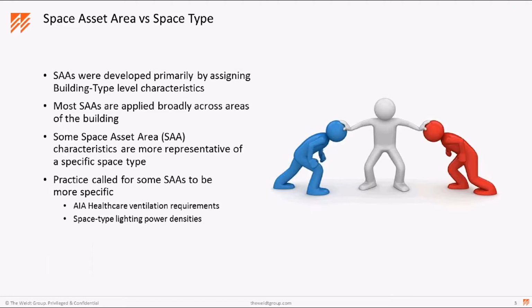For example, a classroom space asset area represents not only the classroom teaching spaces of the school, but also the corridors needed to get the students and teachers to or from the classrooms, the restrooms to support the students and teachers in the classrooms, as well as storage areas and such. Some space asset areas, though, are more representative of a specific space type. These were necessary because of specific conditions within certain space asset areas, such as healthcare ventilation requirements, or space type lighting power densities, or other loads such as kitchens. We'll talk more about those in the following slides.